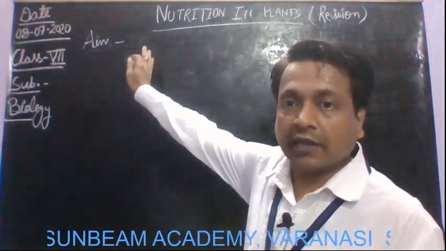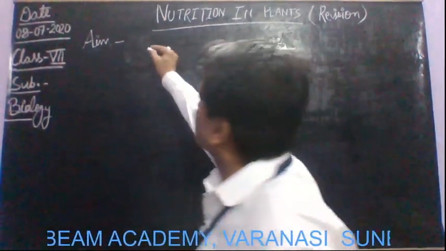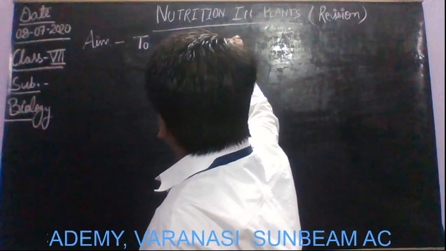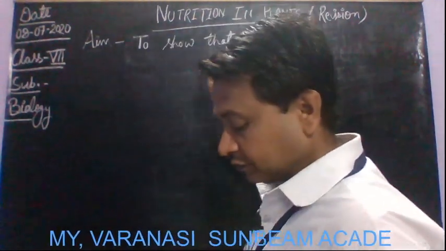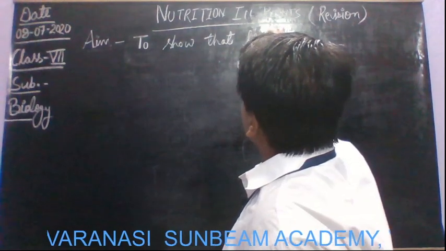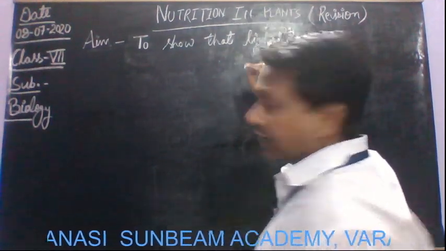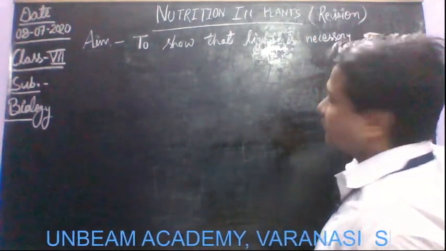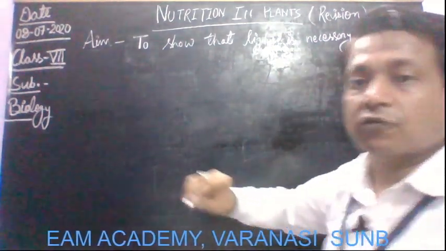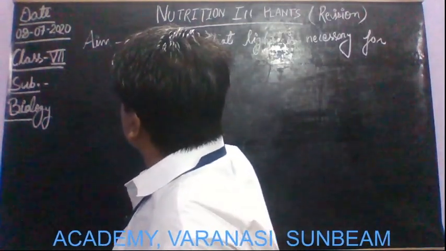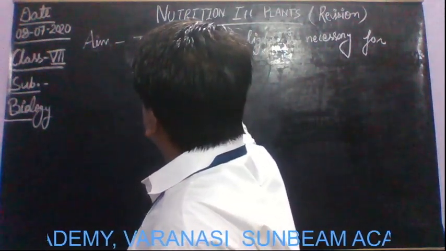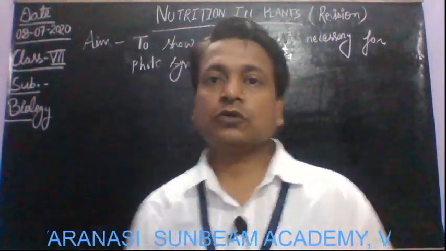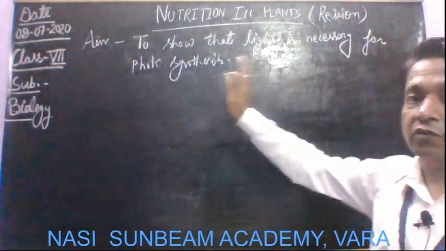So, the objective or the aim of the activity is to show that light is necessary for photosynthesis. So, this is our objective, to show that light is necessary for photosynthesis.